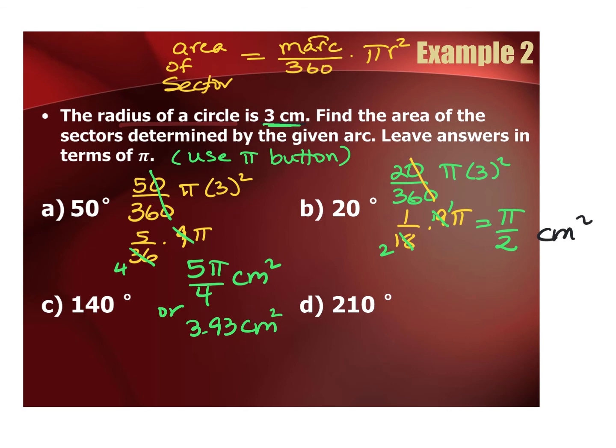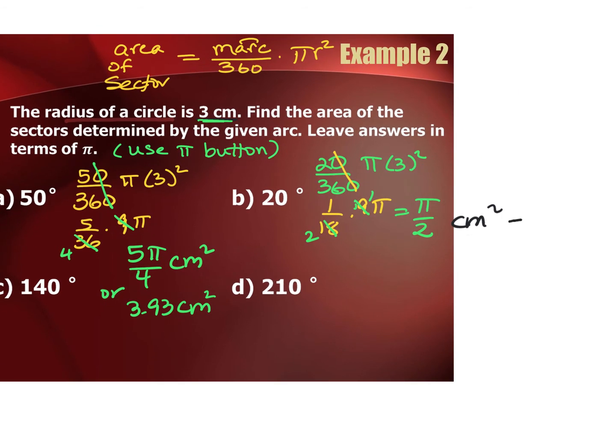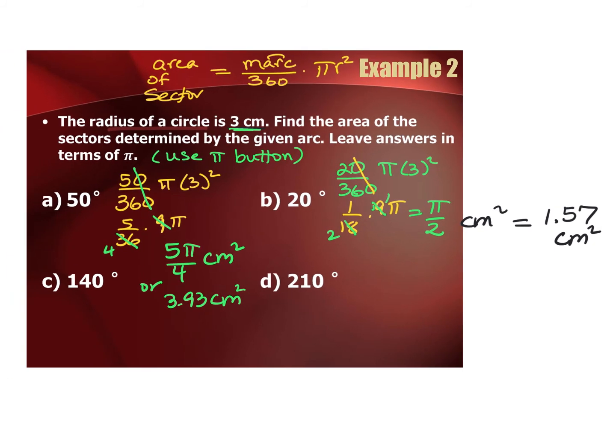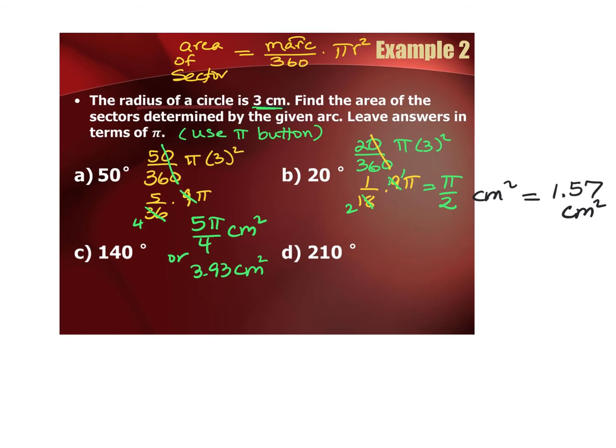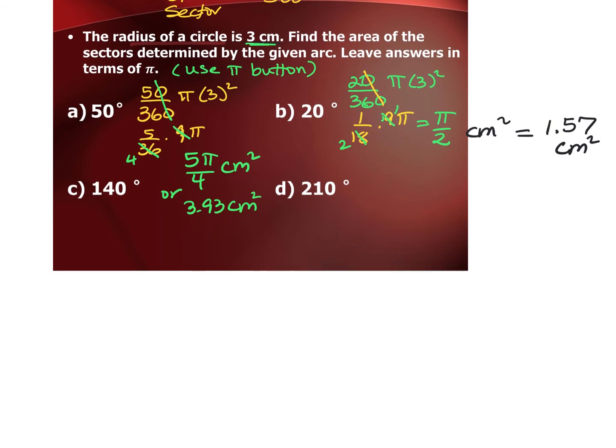And then when I use my calculator, it's also equal to 1.57 centimeters squared. So it's about 1.5 radians here. For part C, same setup. It's 140 over 360 times pi times radius squared.